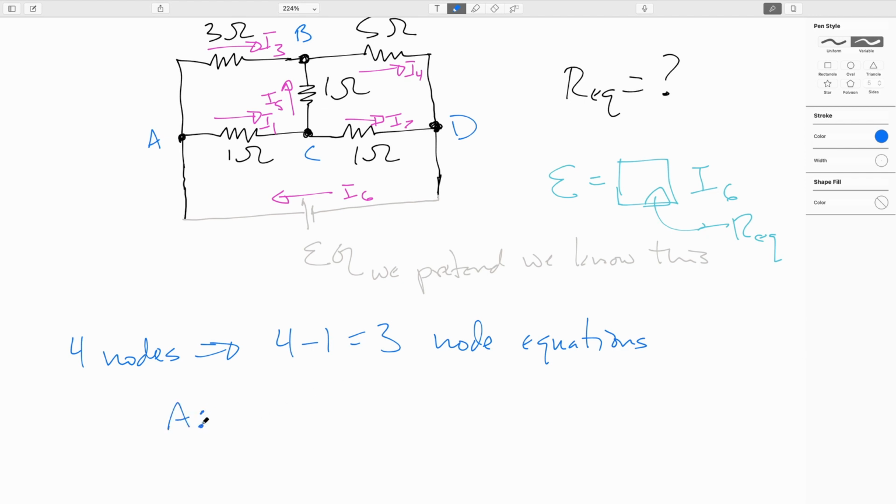So node A. What have we got going into node A? We've got I6 going into node A. Actually, let's draw a little box. So we've got I6 going into A, and we have I1 and I3 going out of A. So I6 going in, and I1 and I3 going out. So current in equals current out. All right, let's do node B. For node B, I've got I3 and I5 going in and I4 going out.